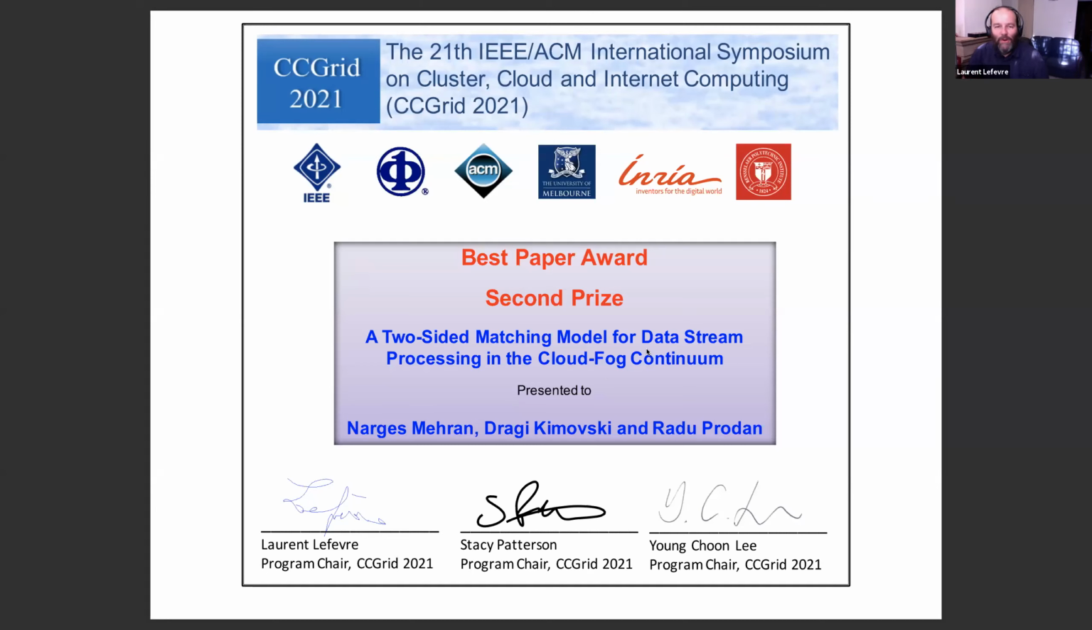So this is the official moment. So Narges and Draghi and Radu, co-authors of the paper Two-Sided Matching Model for Data Stream Processing in the Cloud to Edge Continuum, you officially receive the Best Paper Award, second prize for the conference CCGrid 2021, and congratulations. Thank you. So this is a virtual plaque. You will receive officially the real plaque through postal service, and you also receive a money prize of $500 that you have to share with your co-authors. You will have to decide how to share that. Thank you. This can be a nice negotiation.